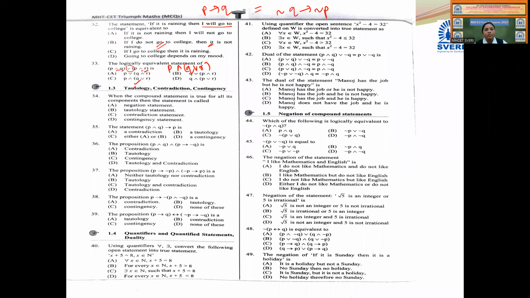When a compound statement is true for all its components, what is the statement called? Tautology. Correct. But our time is over, I guess.